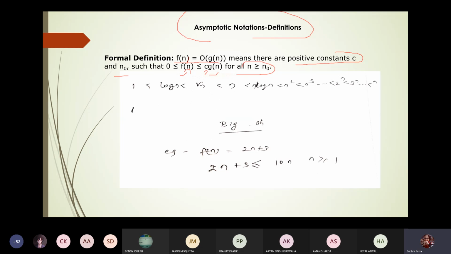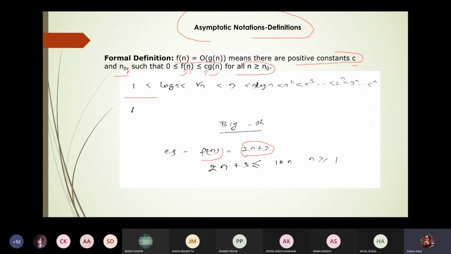Let's suppose we are taking a function f of n that is 2n plus 3. We need to find out the order in such a way that this condition holds true for all values of n greater than or equal to n0. That is another constant, so here c and n0 are two constants. If this condition holds true, then we call this f of n equals O of g of n, or we are finding the big O notation for this.